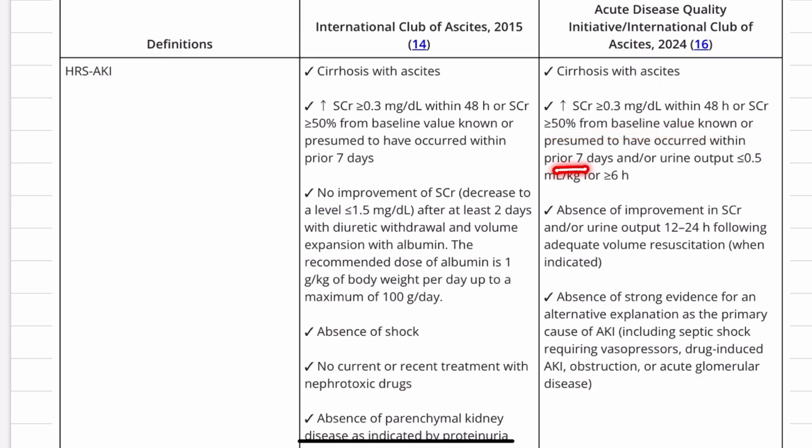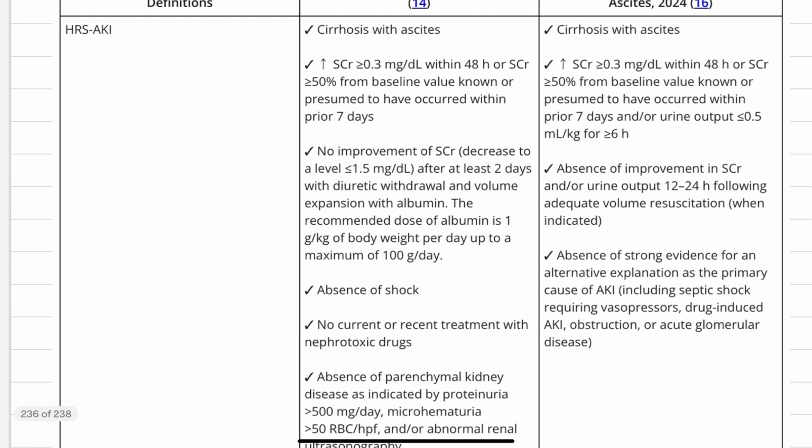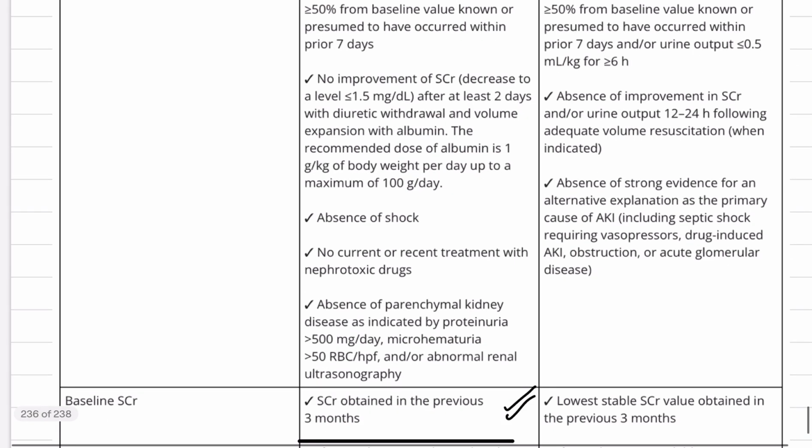have occurred within a period of 7 days, or urine output less than or equal to 0.5 ml per kilogram for 6 hours. There is the absence of improvement of serum creatinine or urine output for 24 hours following adequate volume resuscitation. In volume resuscitation, they include both volume expansion with albumin and with other fluids. There is the absence of strong evidence of an alternative explanation as the primary cause of acute kidney injury, like septic shock.